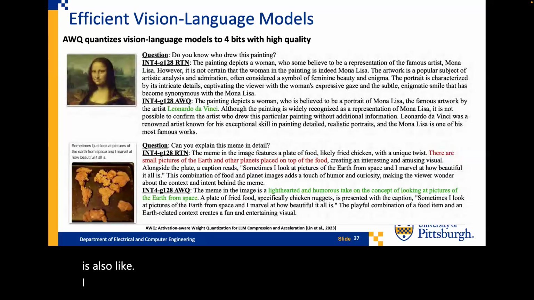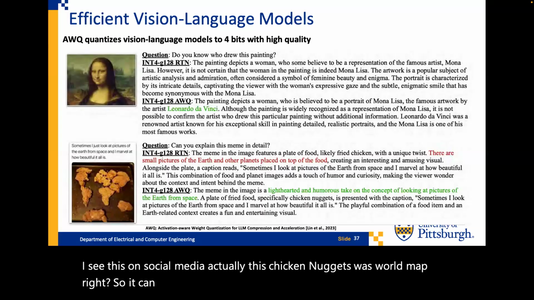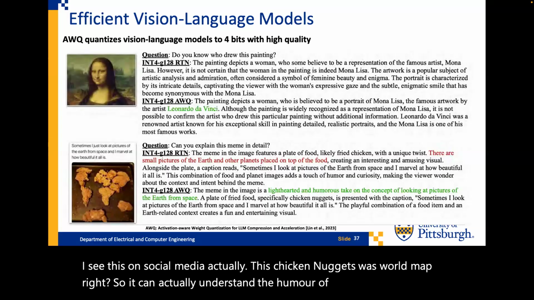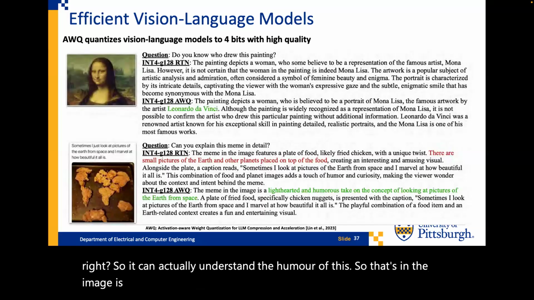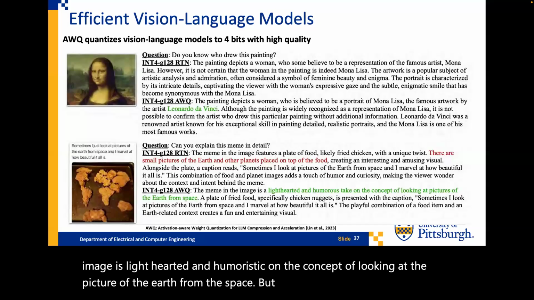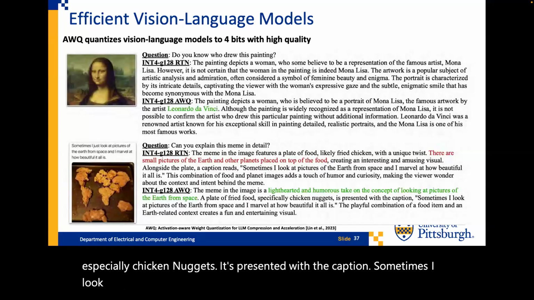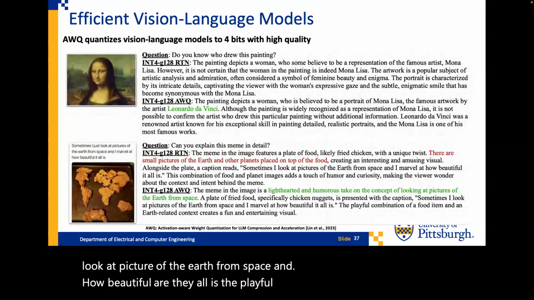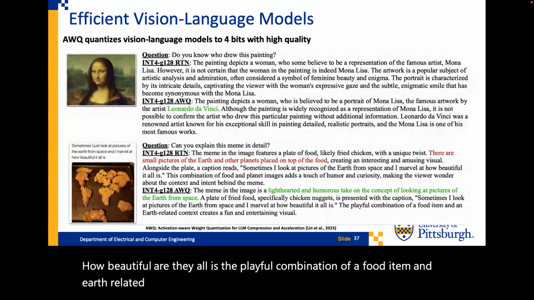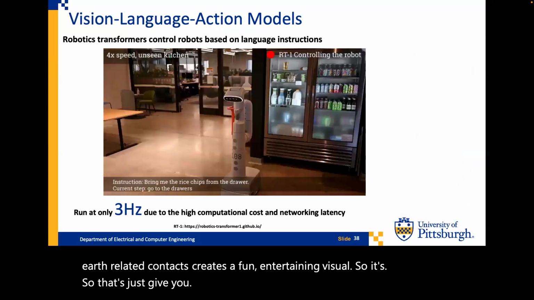I saw this on social media actually. This chicken nuggets with a world map, right? So it can actually understand the humor of this. The image is a light-hearted and humorous take on the concept of looking at the picture of the Earth from space. But actually, it's a plate of fried food, especially chicken nuggets. It's presented with the caption, "Sometimes I look at a picture of the Earth from space and marvel at how beautiful it all is." The playful combination of a food item and Earth-related context creates a fun and entertaining visual, right? So that's very impressive.